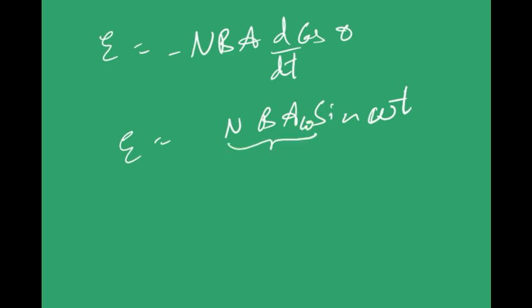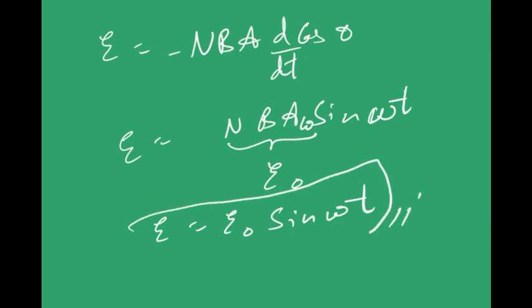This is the maximum EMF that is possible. Call it E naught because sine theta varies from -1 to 1. So finally, my EMF induced will be E naught sine omega t. And that's why this is known as alternating current, because the current changes its direction periodically.